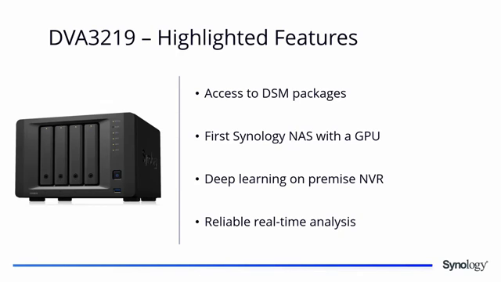Some of the additional highlighted features of the DVA3219 is that unlike our other NAS models dedicated for surveillance, the DVA3219 can also be used as a standard NAS. This means the DVA3219 has access to all of the DSM packages. Additionally, this is the first NAS developed by Synology that has a dedicated GPU. Moreover, the DVA3219 has deep learning capabilities, meaning that the more you use it, the more accurate it gets. And it also offers reliable real-time analysis.